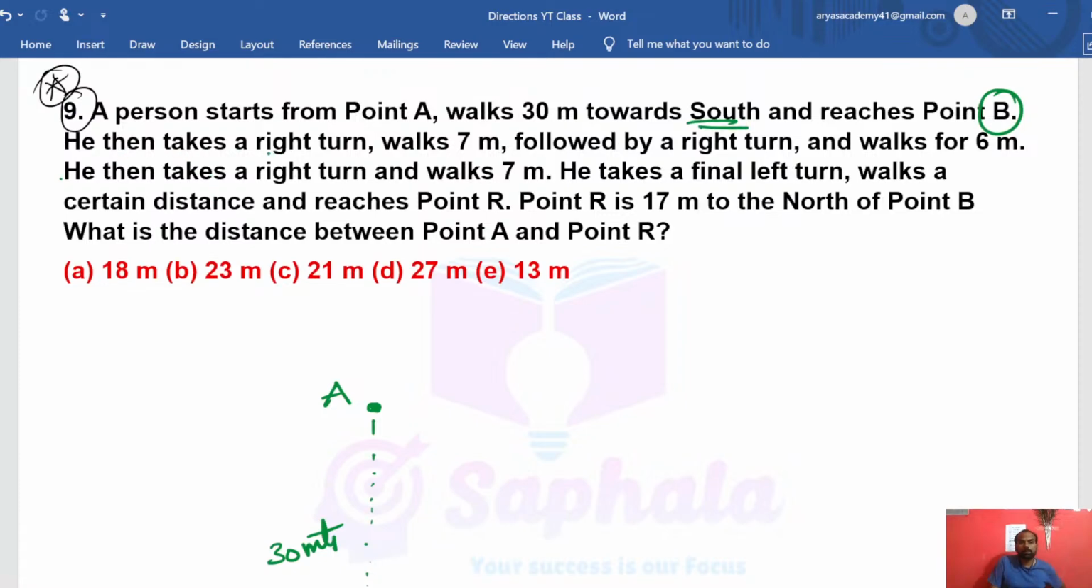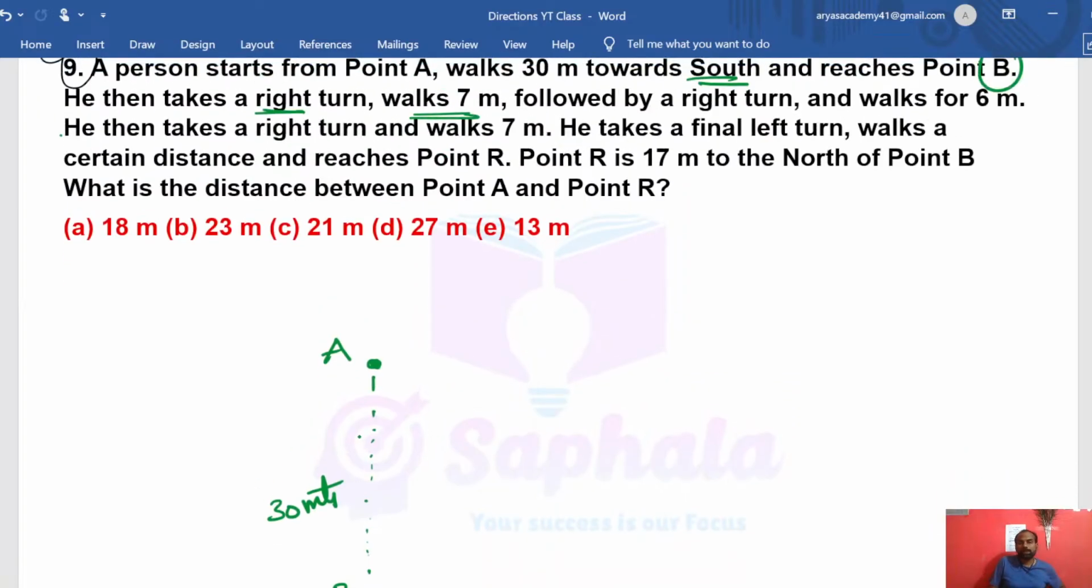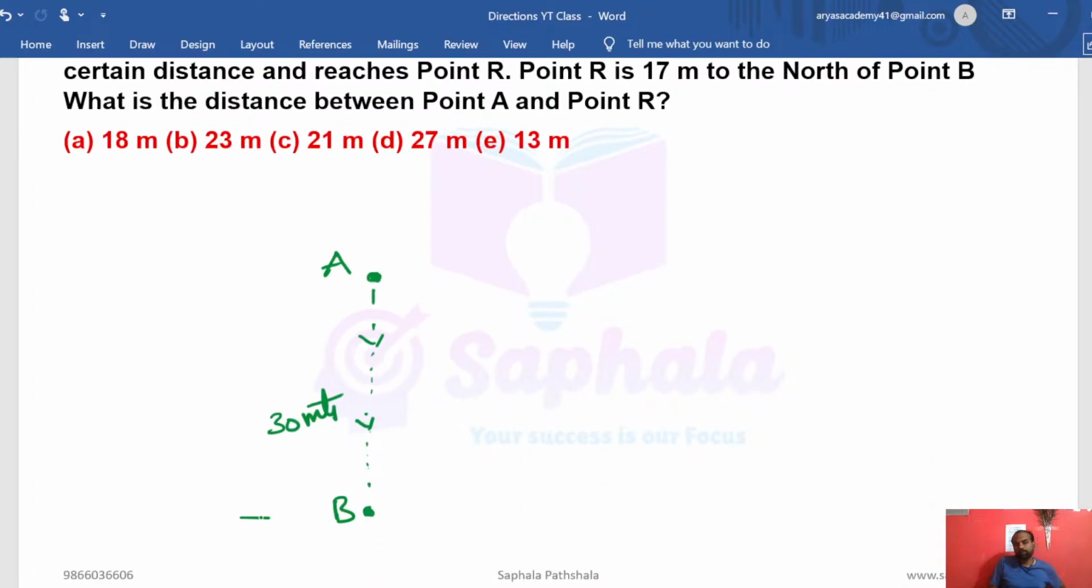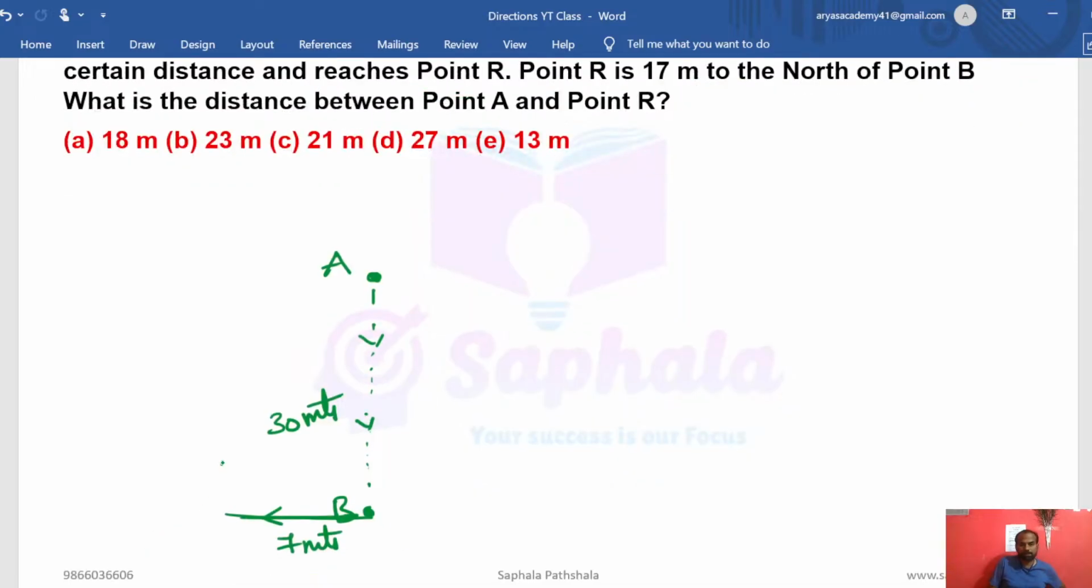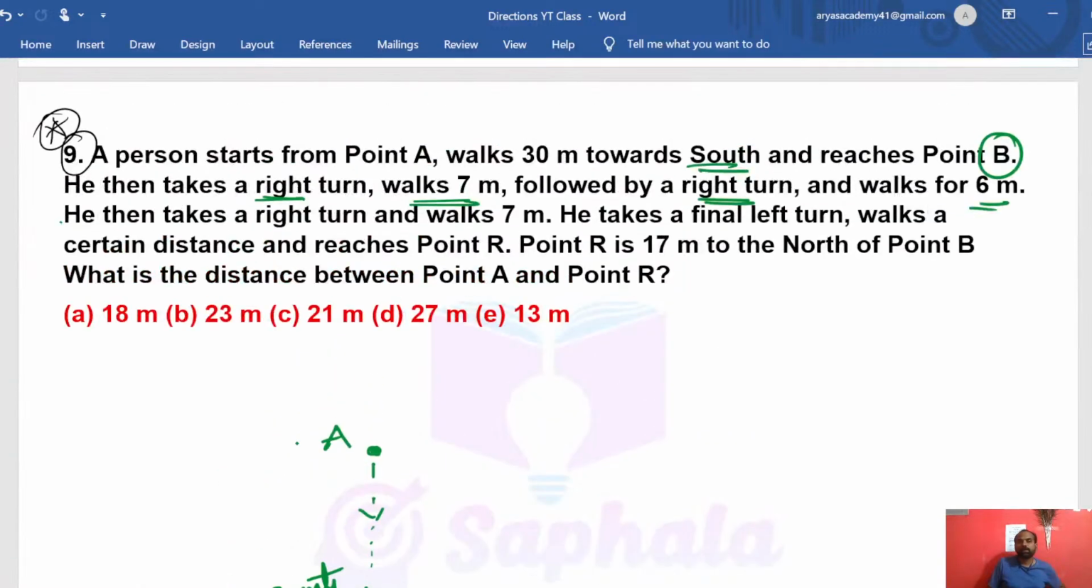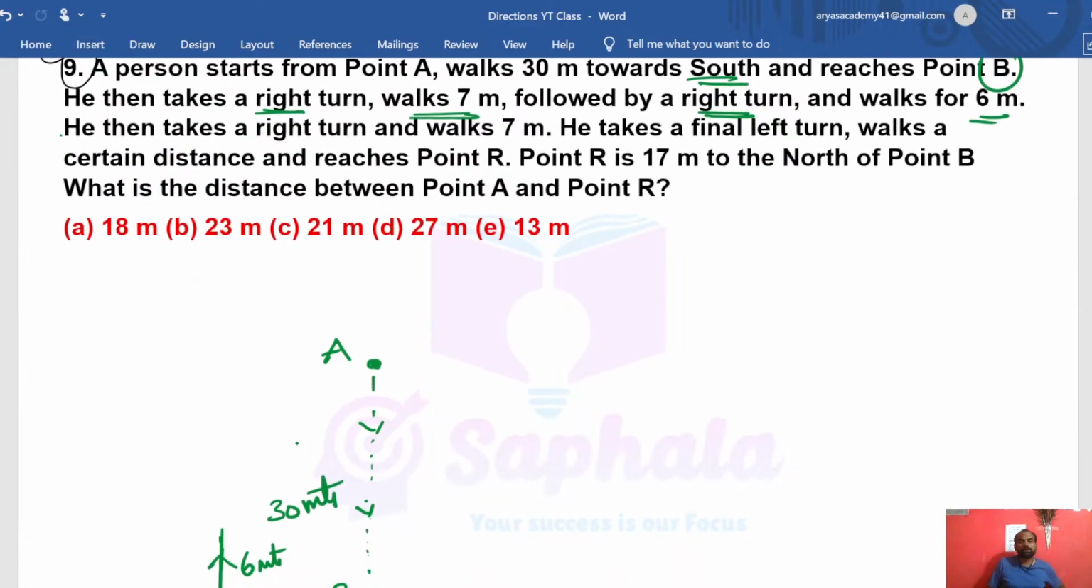Now he is taking a right turn and has gone for 7 meters. As he is actually traveling towards south, if he takes a right turn, he has to move in this direction, and he has gone for just 7 meters. Then followed by another right turn, 6 meters. As he is actually moving towards west, if he takes a right turn, then he has to move towards north. What is the distance here? This is 6 meters. Then he takes another right turn and walks for 7.